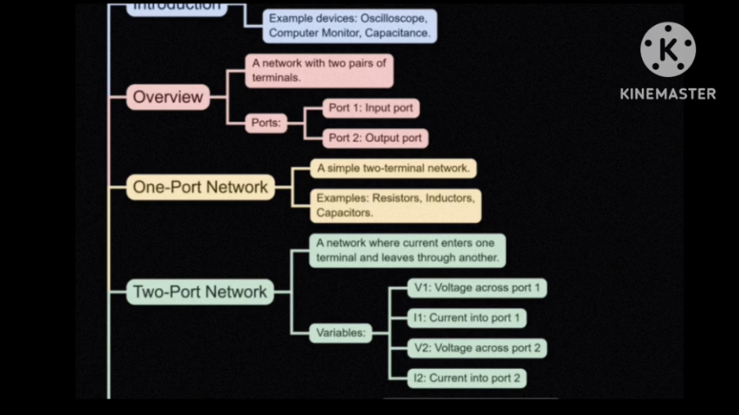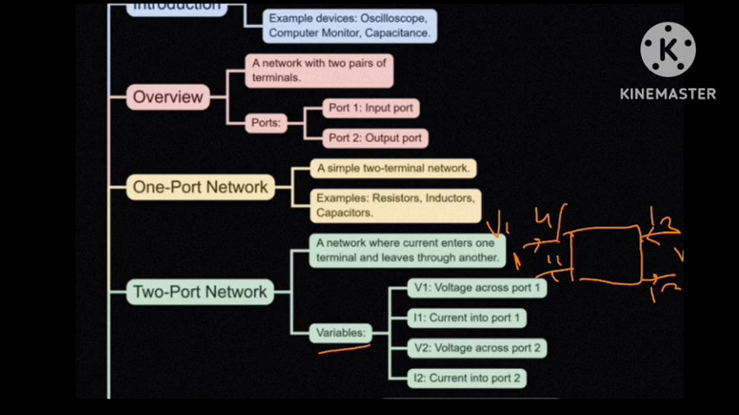So what are the variables? The variables are V1, I1, V2, I2. So this is a two-port network. The voltage across this terminal is V1 and the voltage across this terminal is V2. This is current I1 and this is current I2. So V1 is the voltage across port 1, I1 is the current into port 1, V2 is the voltage across port 2, and I2 is the current into port 2. So these are the variables.